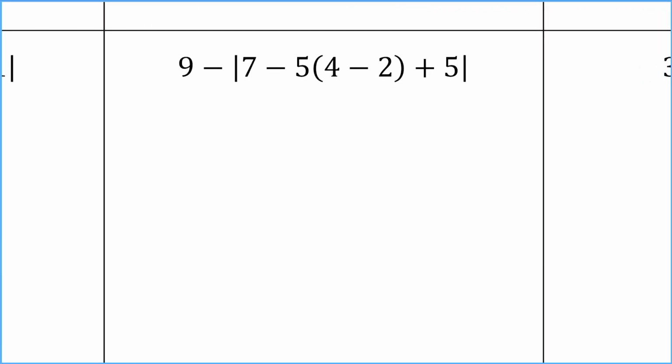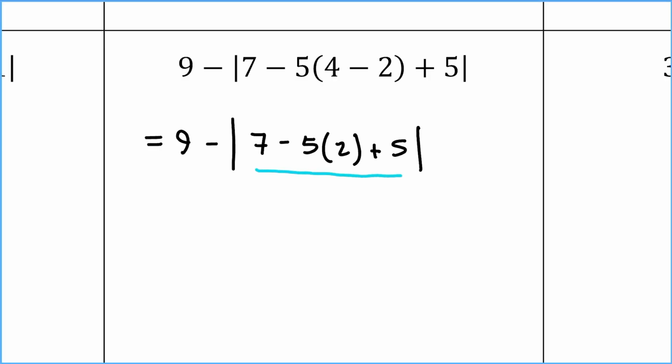All right, pay attention, right? Parentheses first. This is kind of an inside-out thing. You work your way out with these types of problems. So we'll deal with the 9 later. 7 minus 5. Here we go. 4 minus 2, we have to do that first. 4 minus 2 is 2 plus 5 absolute value.